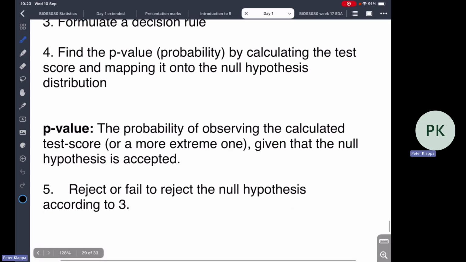And I told you the p-value is the probability of observing this calculated test score, or an even more extreme one, given that the null hypothesis is accepted. We get the p-value and we compare the p-value with our significance level, and finally we reject or fail to reject the null hypothesis, say, yes, the drug actually is different from the placebo, or we say, no, we can't see any difference. We don't really know whether it is massively different or not. Yep, and that is basically the procedure.